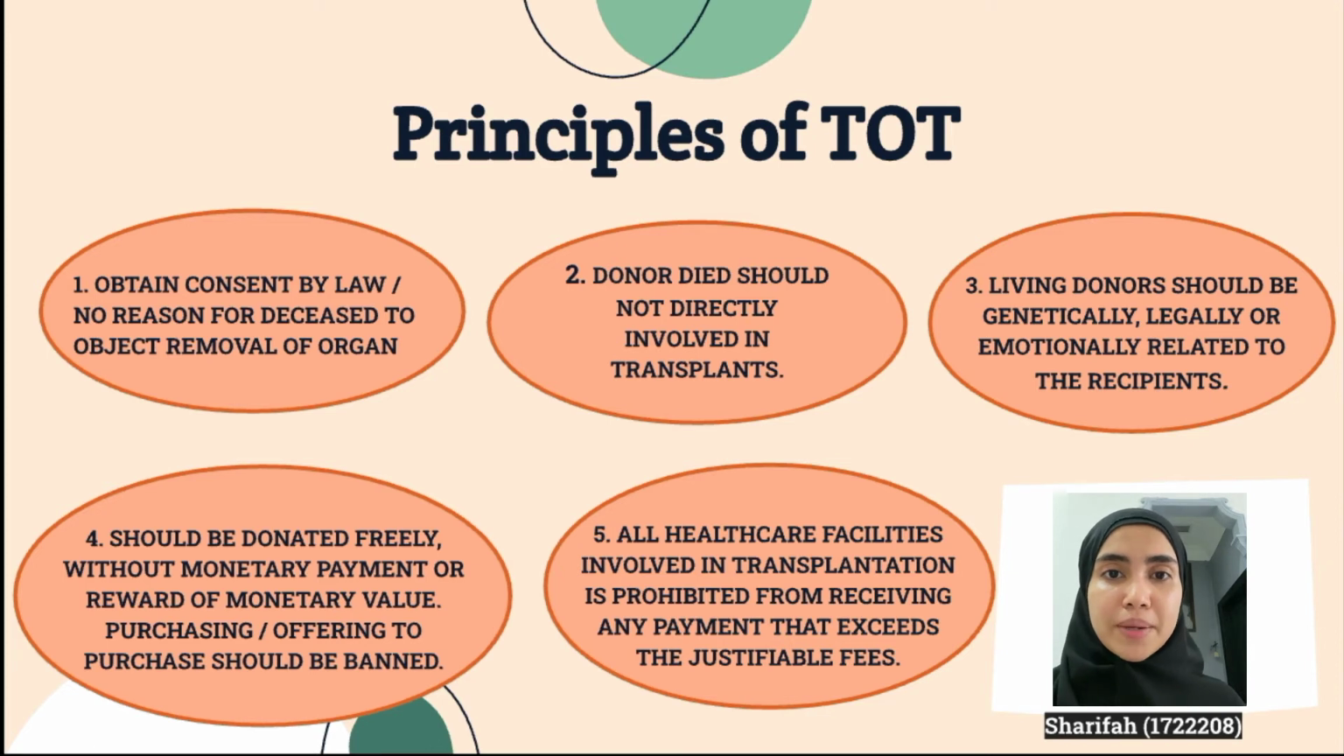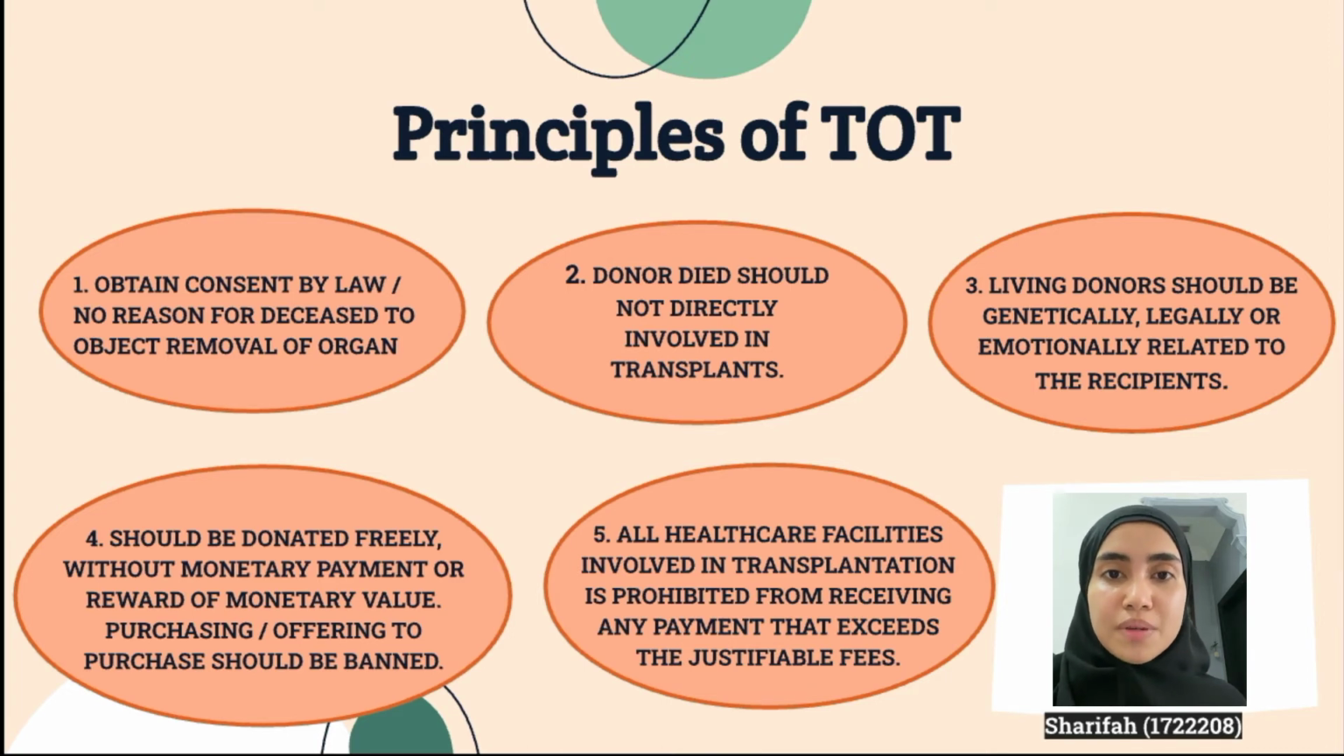So first, consent required by law is obtained, or there's no reason to believe that the deceased would object to such removal. But if the deceased has neither consented to nor refused the organ removal, permission should be obtained from legally specified surrogates such as family members. And second, a potential donor that has died should not be directly involved in cell, tissue or organ transplantation. This is to avoid conflict that would arise, as due to the death of the potential donor, they might be responsible for the welfare of other patients that are depending on the cells, tissues or organs from that donor.